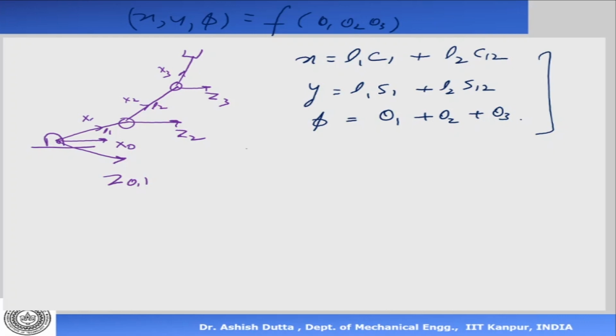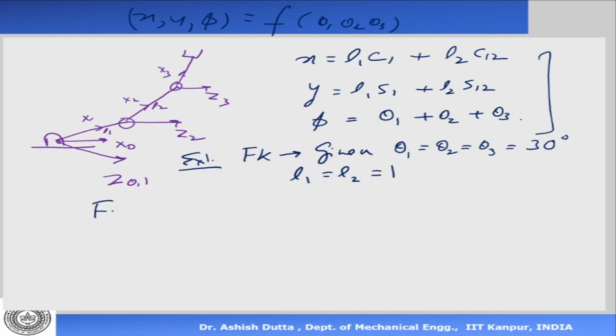Now in the forward kinematics problem, suppose I give you numerical values. So theta 1 is equal to theta 2 is equal to theta 3 is equal to 30 degrees, just for example. Now the link lengths are also equal. L1 is equal to L2 is equal to 1 unit. Now I want you to find the position and orientation of the end effector. So this is question number 1. What you're supposed to find is the position and orientation of the end effector.